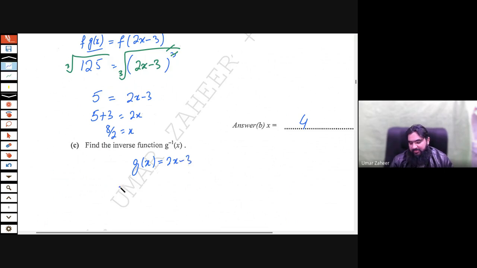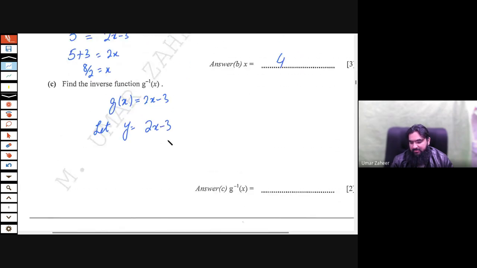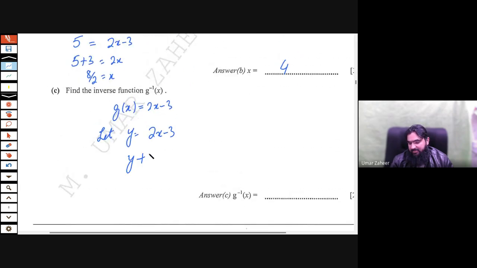First of all, let y is equal to 2x minus 3. We will make x the subject. That will be y plus 3 divided by 2 is equal to x. Replace y with x and x with g inverse of x. So we get the answer: g inverse of x is x plus 3 divided by 2.